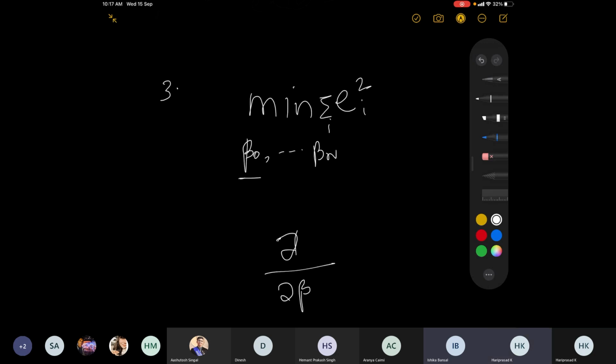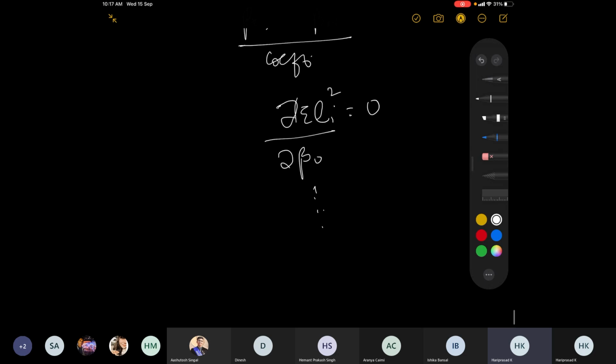Absolutely. So now you have to take the derivative with respect to all these coefficients. So dou by dou beta naught of the sigma of e_i square equal to 0, and so on and so forth, up to dou by dou beta n of the sigma of e_i square equal to 0. Okay, so while doing so, what is e_i square?